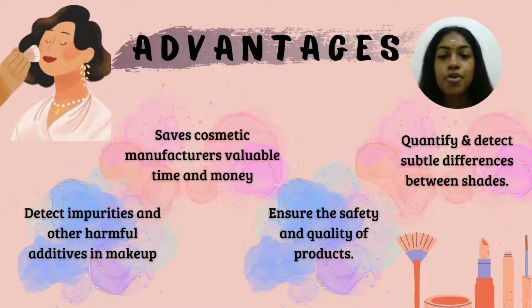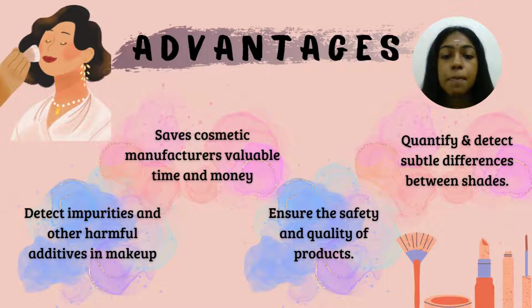Spectrophotometry helps producers detect impurities and other harmful additives in makeup with the help of unique spectra in each compound. Next, many cosmetics and other dermatological products contain toxic ingredients that may be harmful. Spectra analysis can provide important information to help ensure the safety and quality of these products.